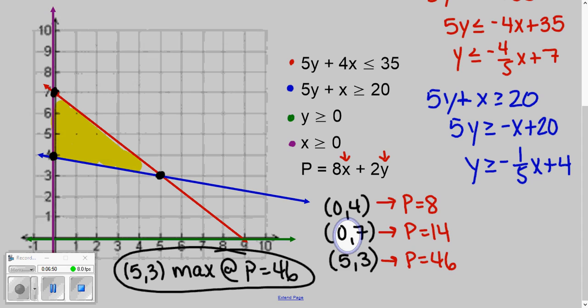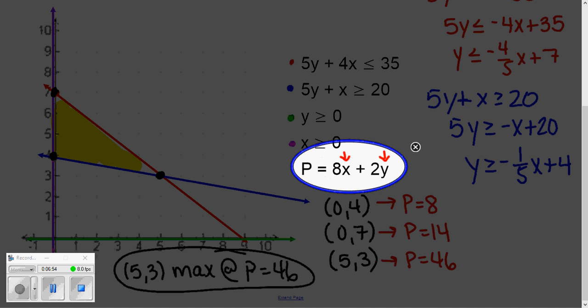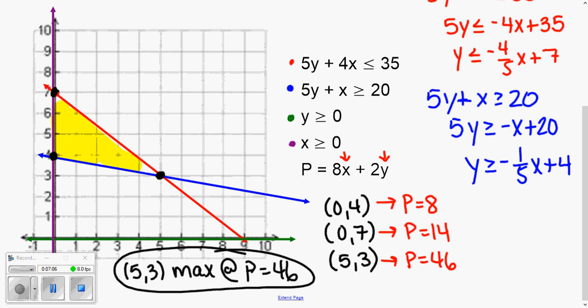You take those vertices and you plug them into the objective function. You'll notice the objective function is usually P equals because it stands for profit. In these situations, we're usually trying to maximize our profit. So again, you graph all of your constraints to find a feasible region. You pick out the vertices, plug them into your objective function to find out where you can maximize your profit.